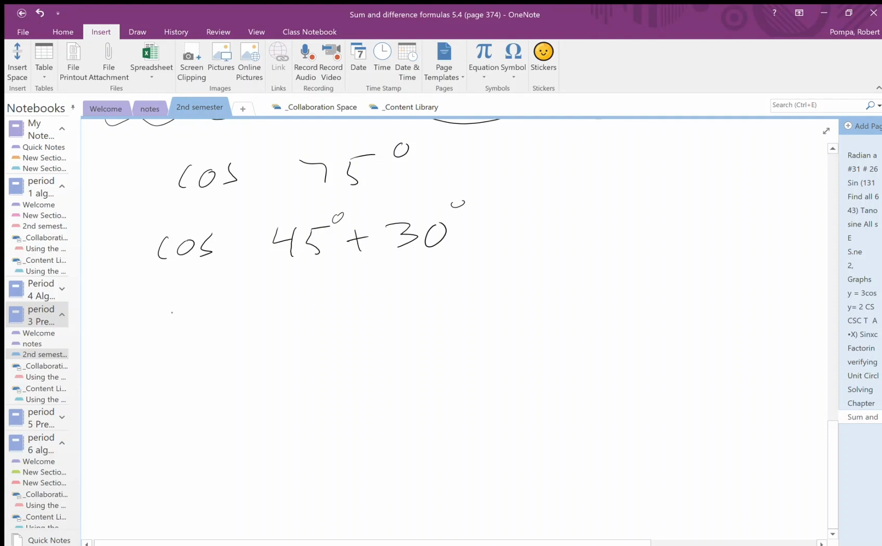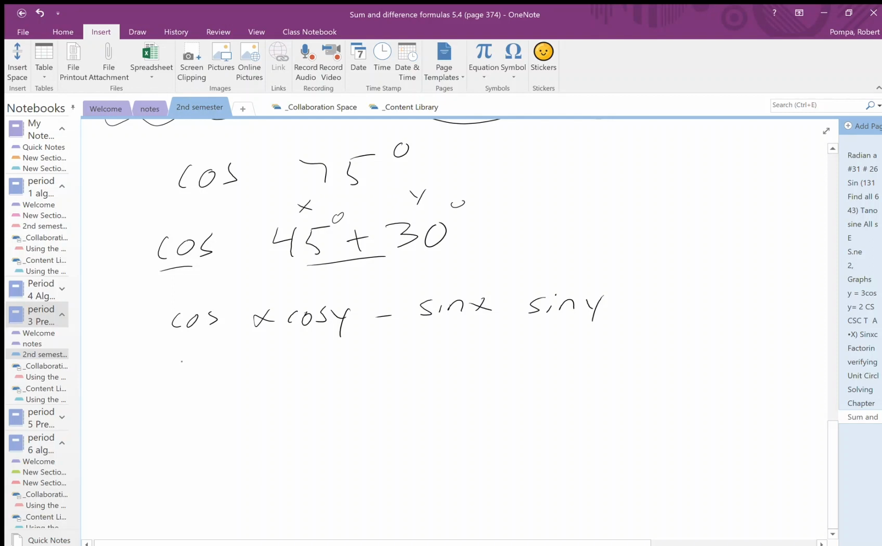Looking back at the formulas on page 374, when you have cosine and you're adding, it comes down to cosine x times cosine y minus sine of x sine of y. We'll call this one x and y.